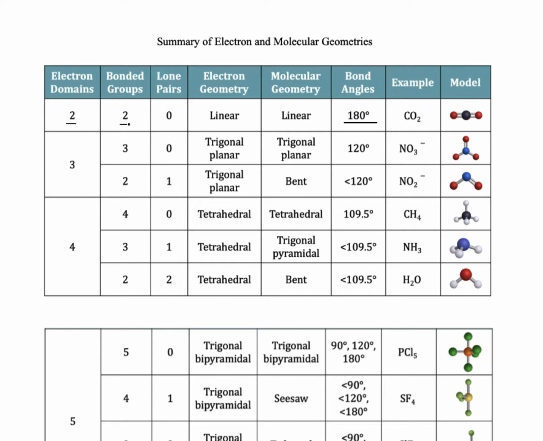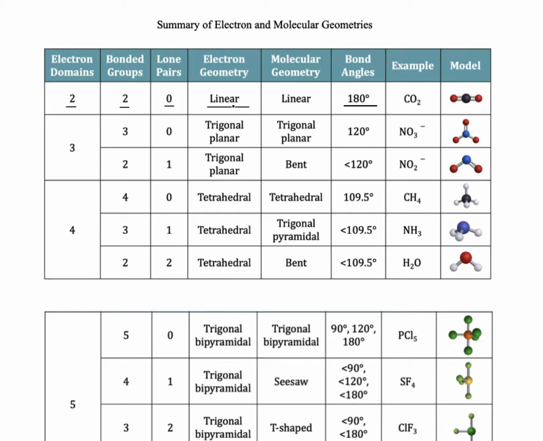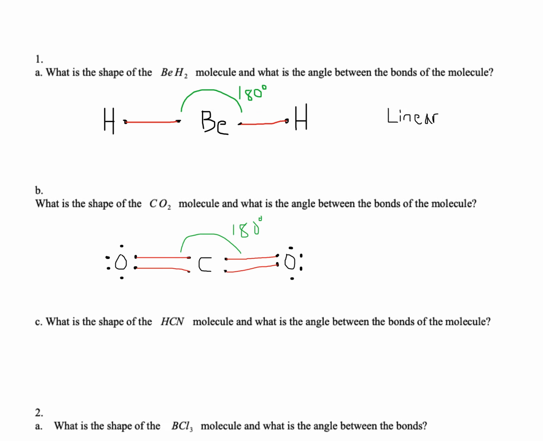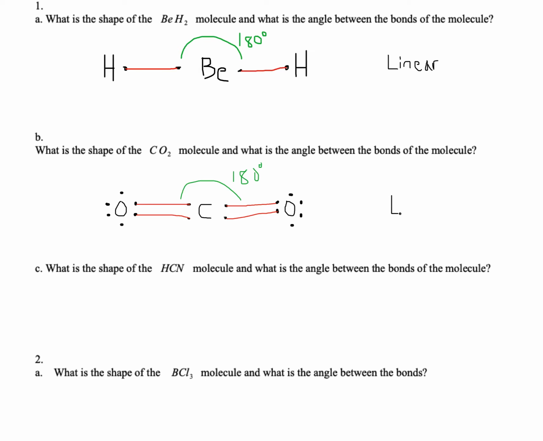We have 2 bonded groups, no lone pairs. So this is going to be another linear molecule. It was the example given in the table, actually. Let's draw an HCN molecule. Go ahead and draw an HCN molecule and decide what shape the molecule might take.